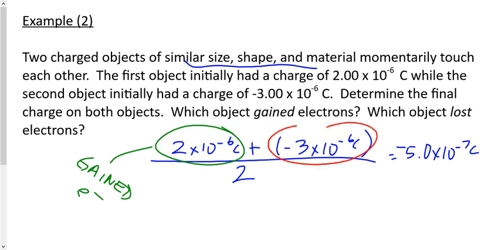And this one, well, this one is negatively charged. It's still negatively charged, but it's less negatively charged than it was before. It's 10 to the minus 7 versus 10 to the minus 6. So this one has lost electrons. If you're positive and you become negative, you gain electrons. If you're negative and you become less negative, this looks like it's more negative, right? 5 compared to 3, but it's 10 to the minus 7 compared to 10 to the minus 6. It's less negative, which means it's lost electrons.